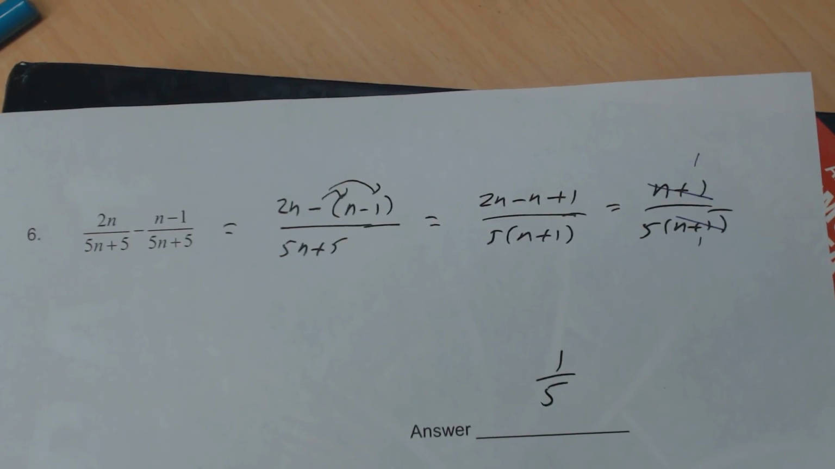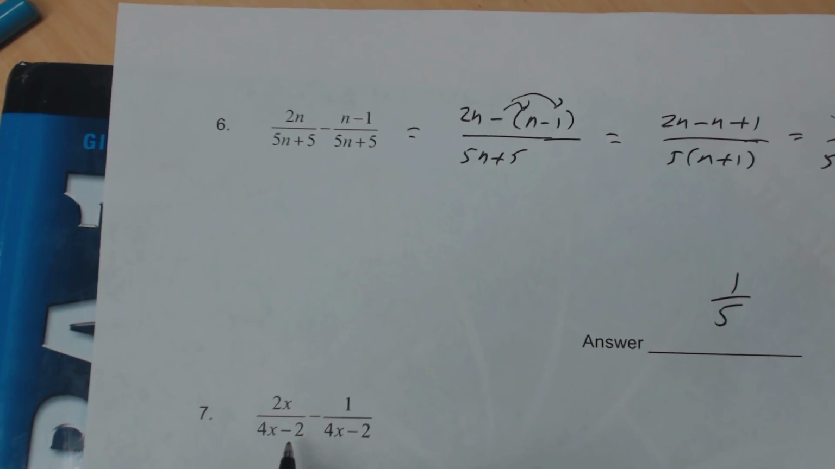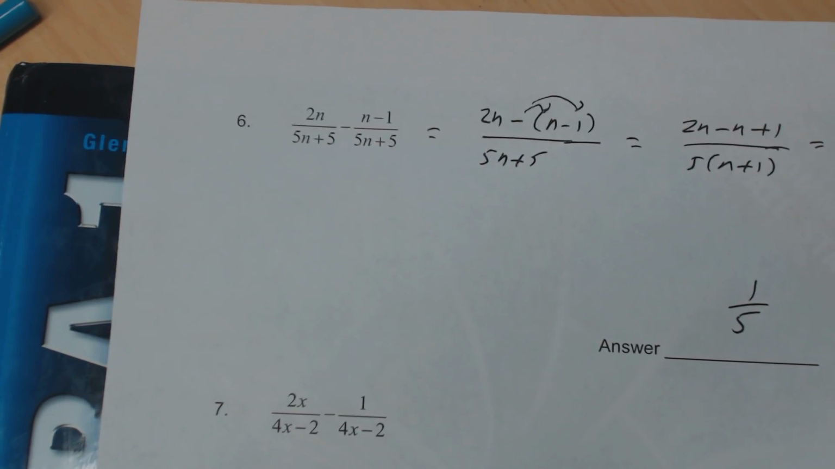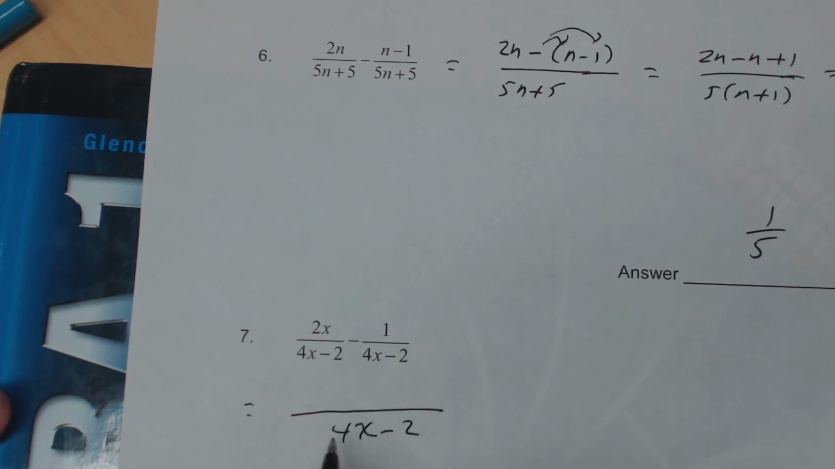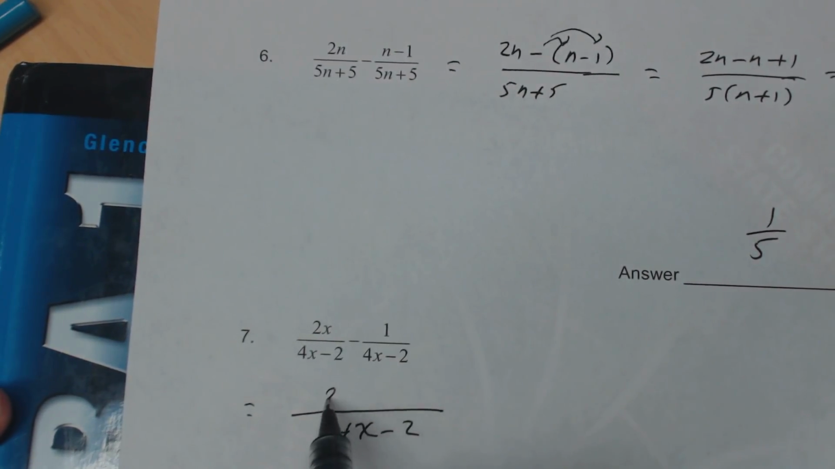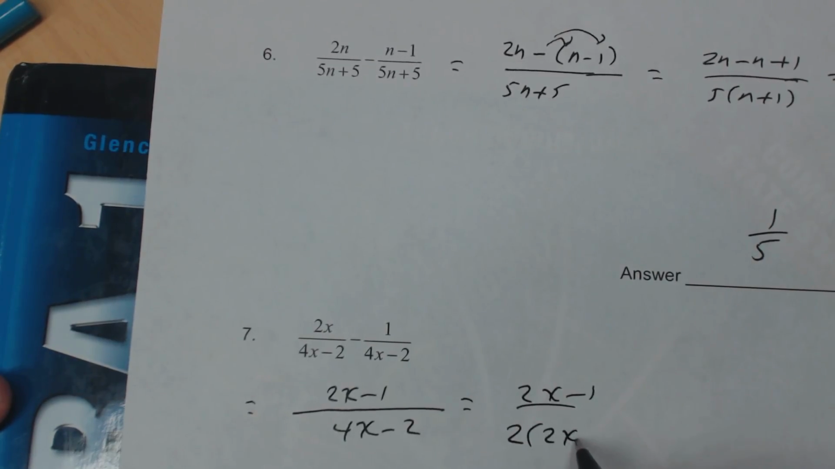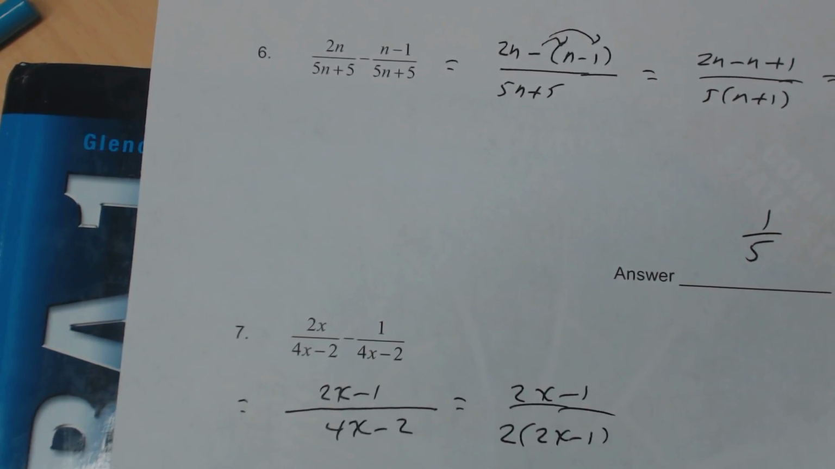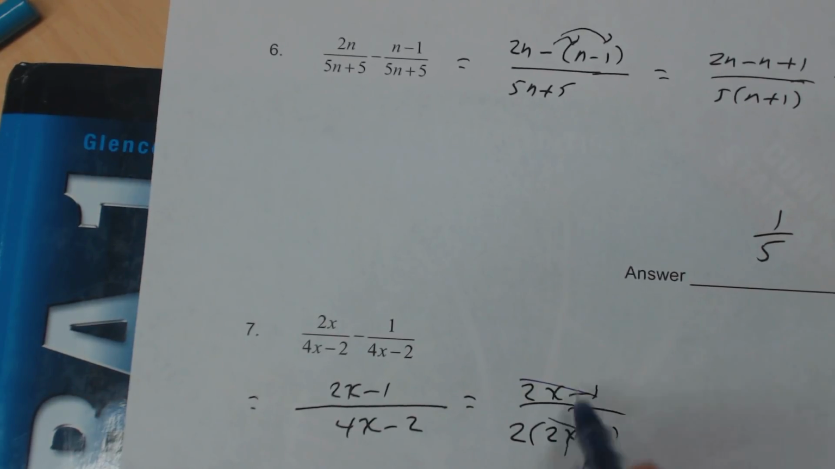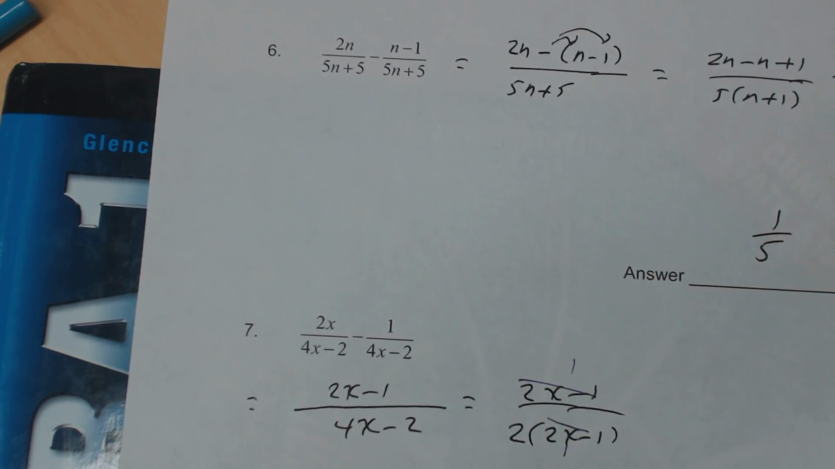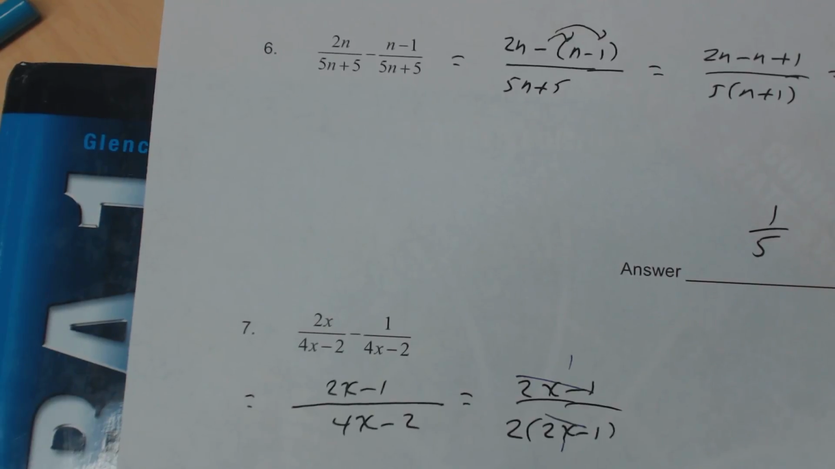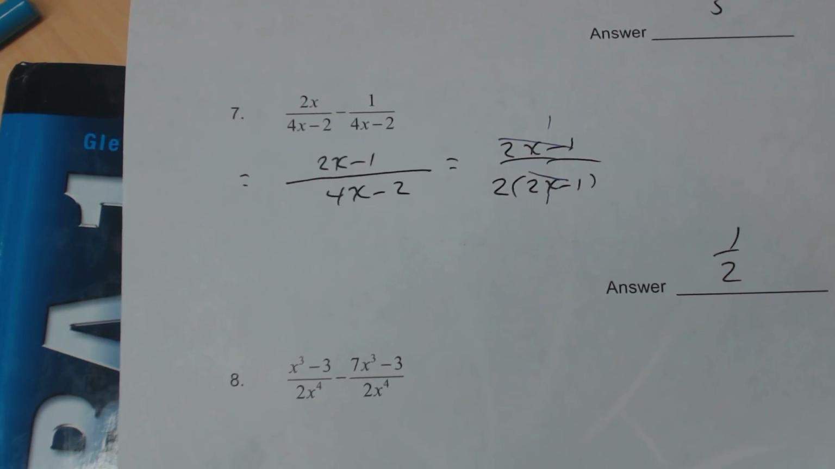and you get an answer of 1 divided by 5. Okay, over here, my denominators are the same, so I'm just going to rewrite it as one fraction, and I could have factored out the 2 at this point. So I'm going to get 2x minus 1. Let's go ahead and factor the denominator. So we have 2x minus 1 divided by 2 times 2x minus 1. And again, I can reduce. The 2x minus 1's divide out, and you're left with 1 divided by 2.